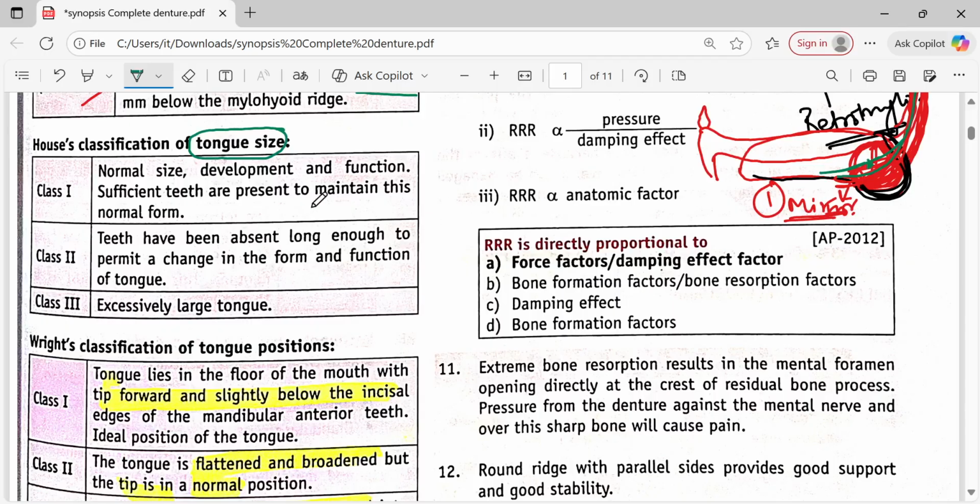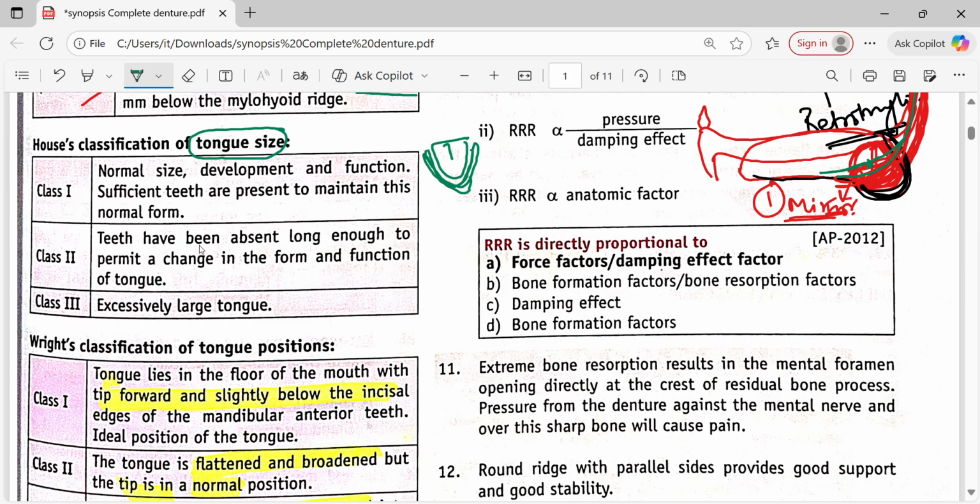What is class 1, class 2 and class 3 type of tongue size? Class 1 says that the tongue is normal in size, development and function. Sufficient teeth are present to maintain its normal form. So basically you have all the teeth present and your tongue is surrounded by those teeth. Because you have all the teeth, the tongue is limited.